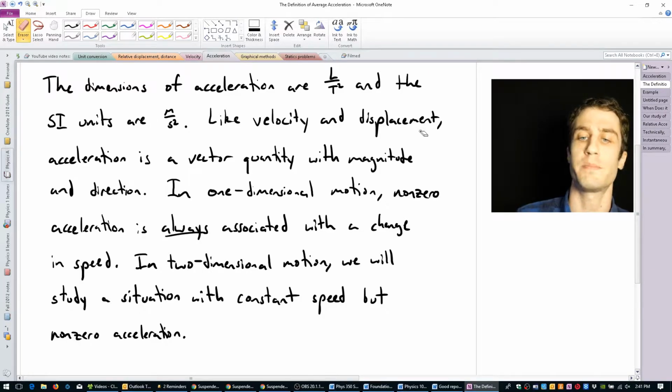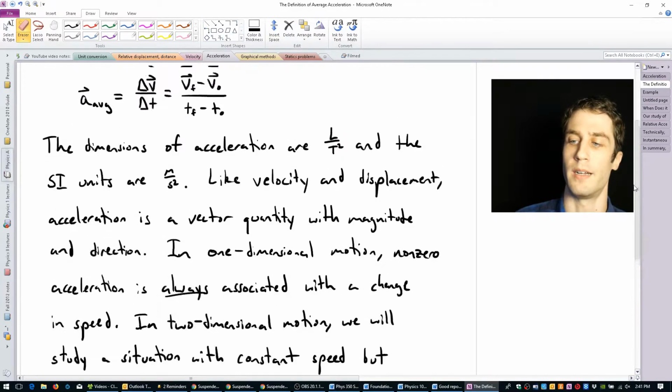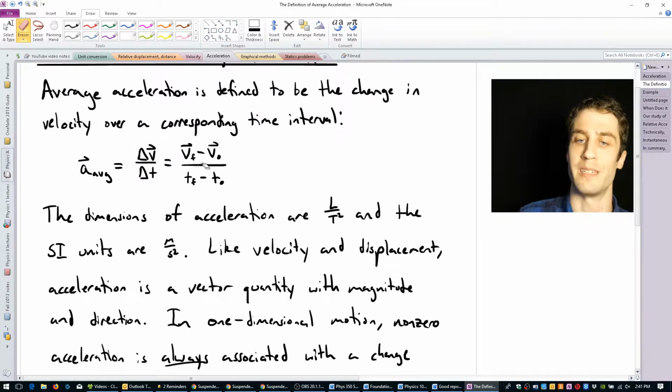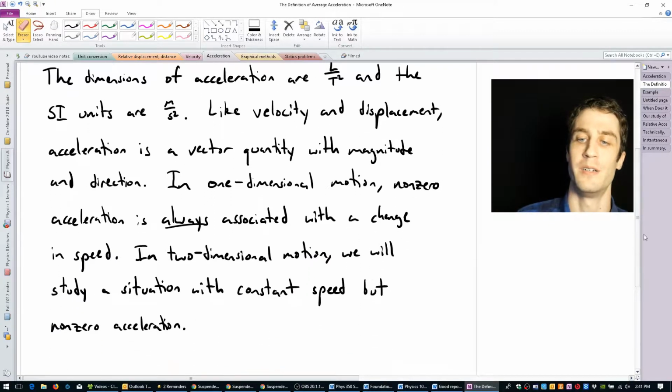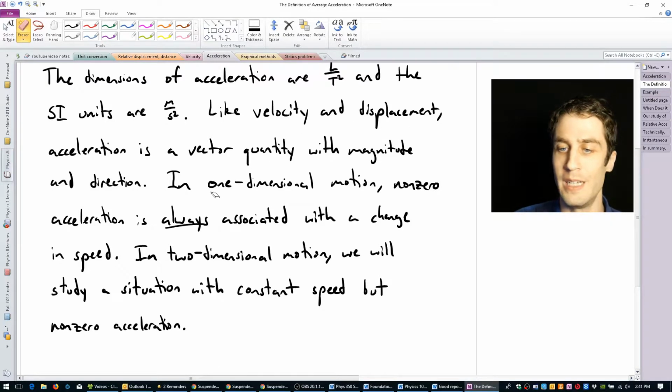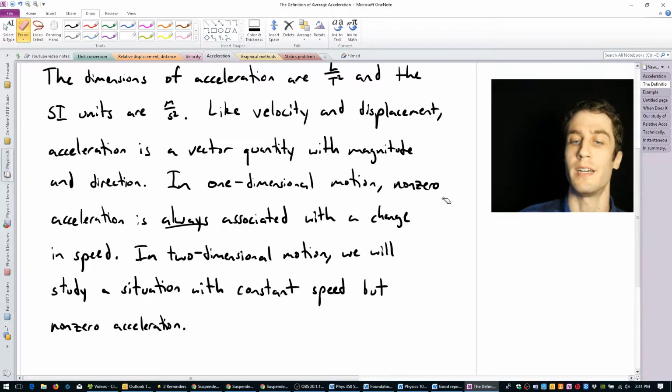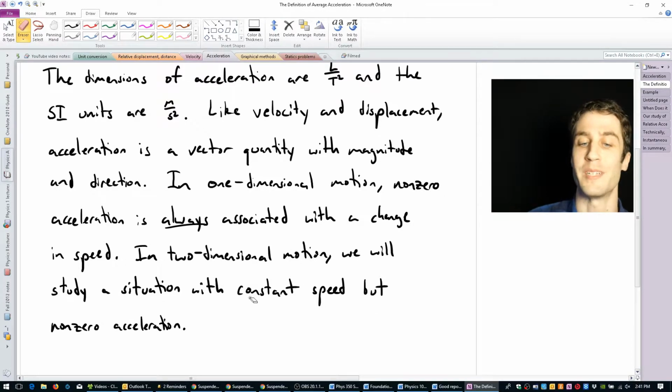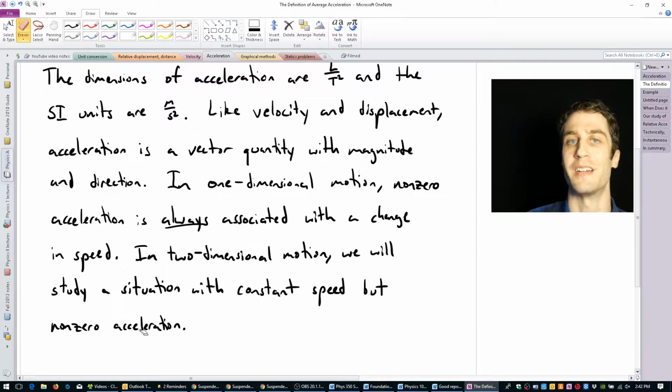Like velocity and displacement, acceleration is a vector quantity with a magnitude and direction. I've said this a couple times now, but we had a vector quantity in the numerator and a scalar quantity in the denominator, and so when we divide a vector by a scalar, we get a vector. And in one-dimensional motion, non-zero acceleration is always associated with a change in speed. In two-dimensional motion, we will study a situation with constant speed but non-zero acceleration.